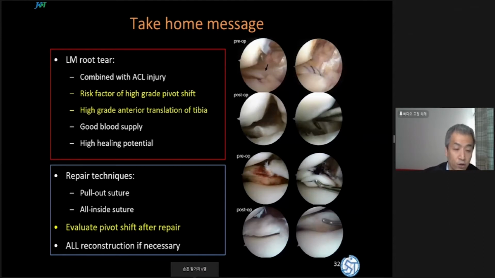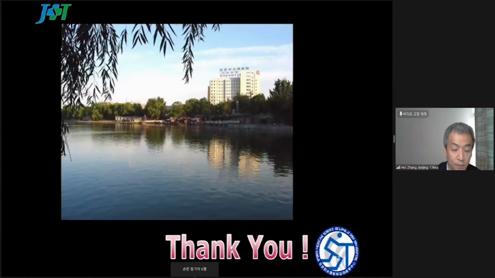And the very important thing is to evaluate the pivot shift after the repair. If the repair cannot decrease the pivot shift, I think another procedure, such as the ALL reconstruction, is necessary. So that is my topic.